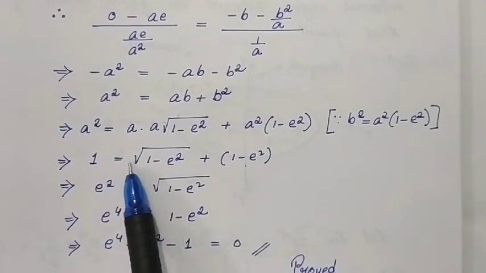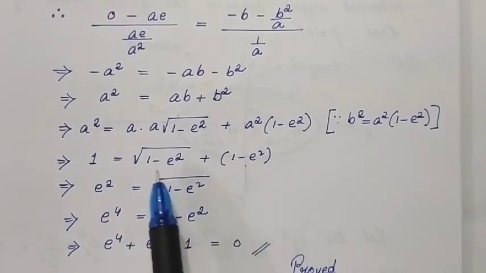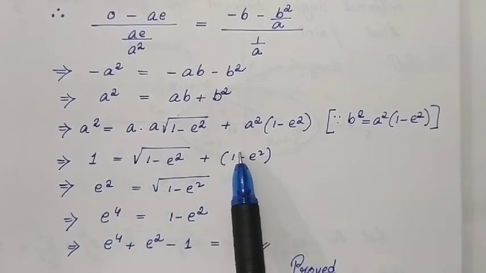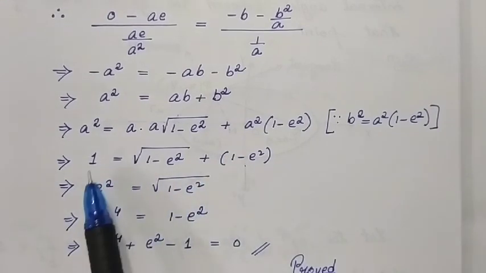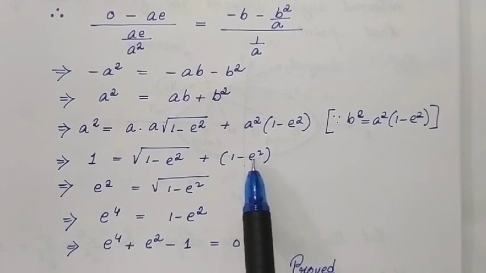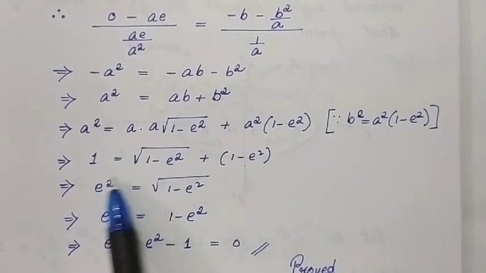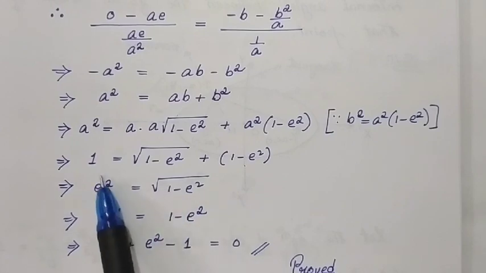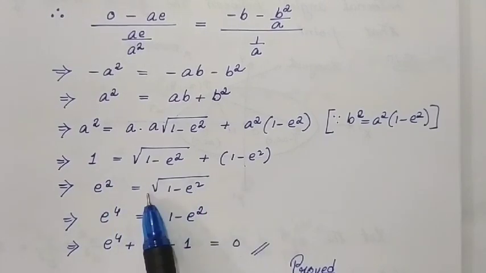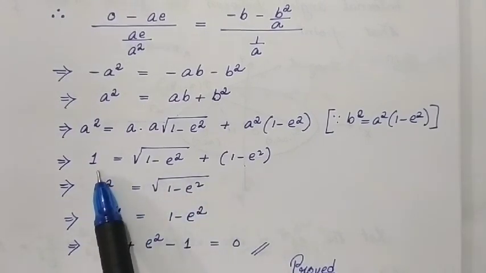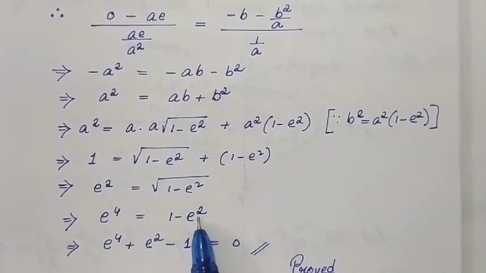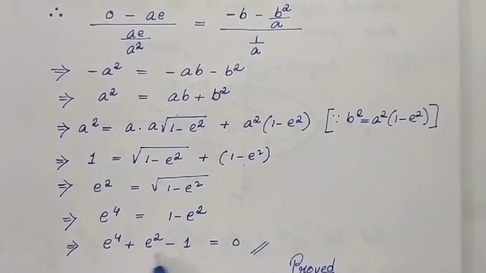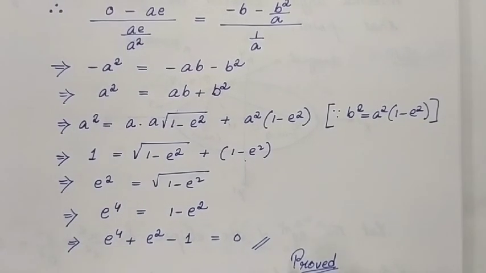Remaining will be 1 minus root over this one plus this one. So see here, plus 1, and also we have here plus 1. We have plus 1 on both sides, it will get cancelled. Take this e minus e square to the left side, it will be e square. To remove this root over, square both sides, and you will get e to the power 4 equals 1 minus e square. Take all these terms to the left side, and you will get the required equation.